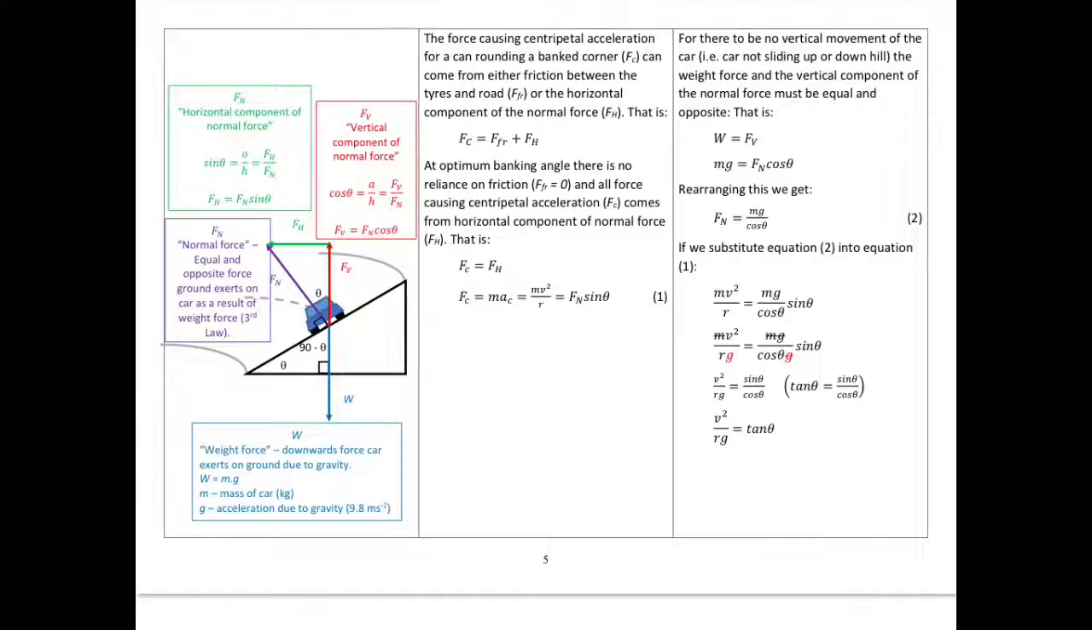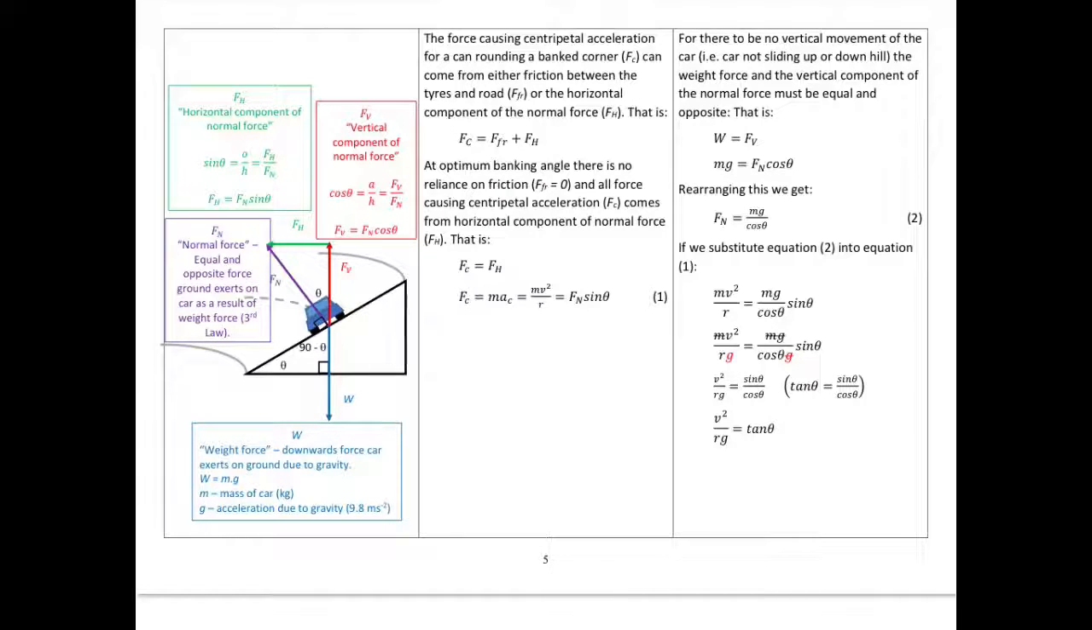We've got mass on both sides, so they cancel out. We want to get rid of g on this side, so we divide both sides by g, that and that cancel out, and we get left with v squared on rg equals sine theta on cos theta. And for those of you who have done any trig, you would remember that sine theta on cos theta is equal to tan theta. So we've shown tan theta equals v squared on rg. That is our optimum banking angle.